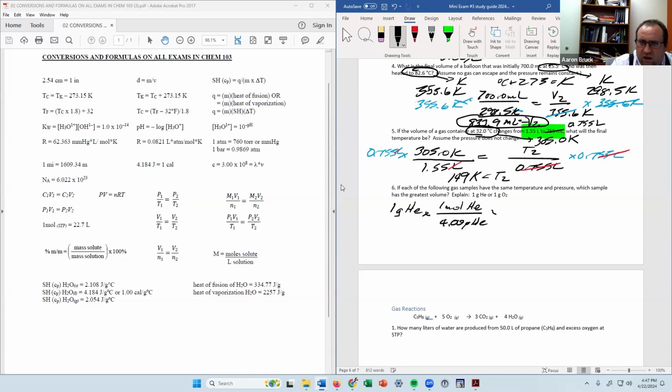and then let's just say that we're at STP. If we're not at STP, it really doesn't matter. The value would just be different. So 1 times 22.4 divided by 4 would be 5.6 liters.